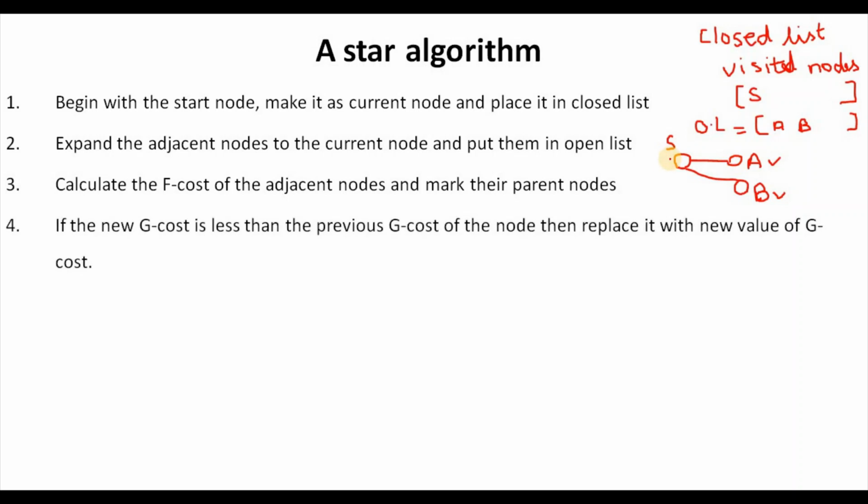If the new G cost is less than the previous G cost of the node, then replace it with the new value of the G cost. This is what we were doing also in Dijkstra's algorithm. If the new G cost of the node is less than the already written G cost, then we replace it with the new one. If it is equal or greater, then we don't do anything.